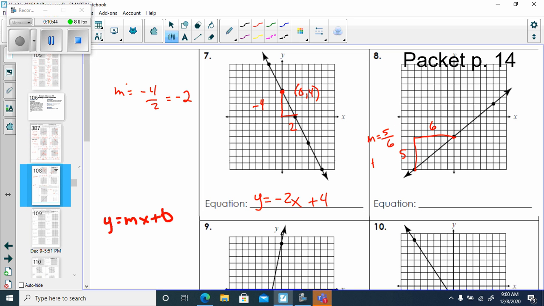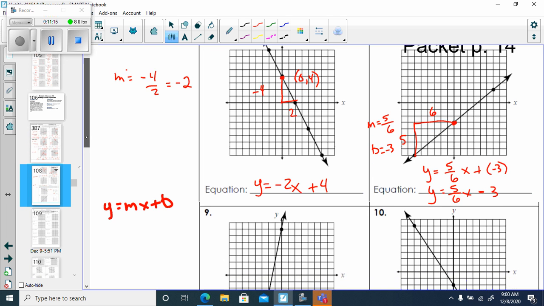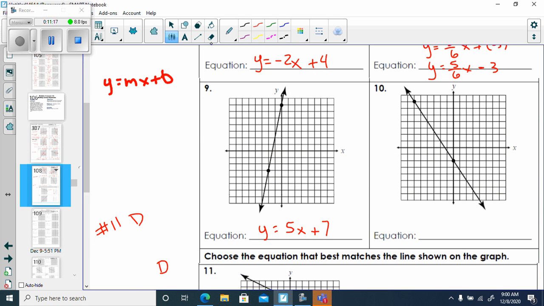Let's find our b. Our b is where this line crosses the y-axis. It's right there. That's at negative 1, 2, 3. So our b is negative 3. Our equation would be y is equal to 5/6. See, we're plugging it in here. 5/6x plus, and our b is negative 3. Or if you're adding a negative 3, guys, that could be y is equal to 5/6x minus 3. There you go.